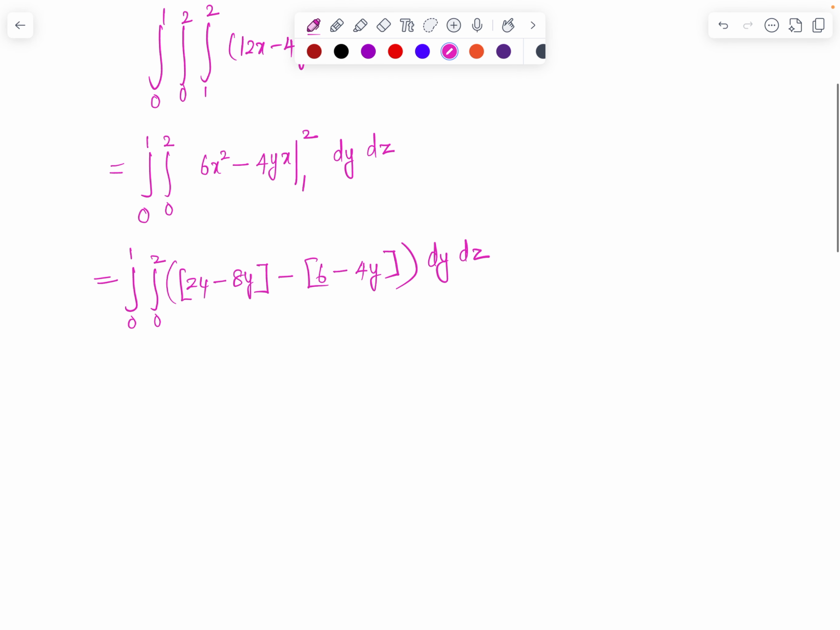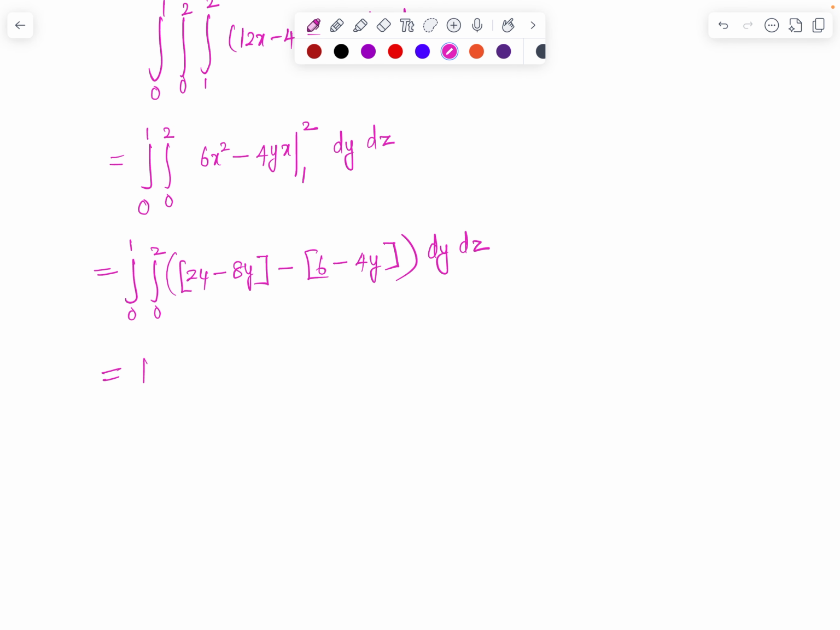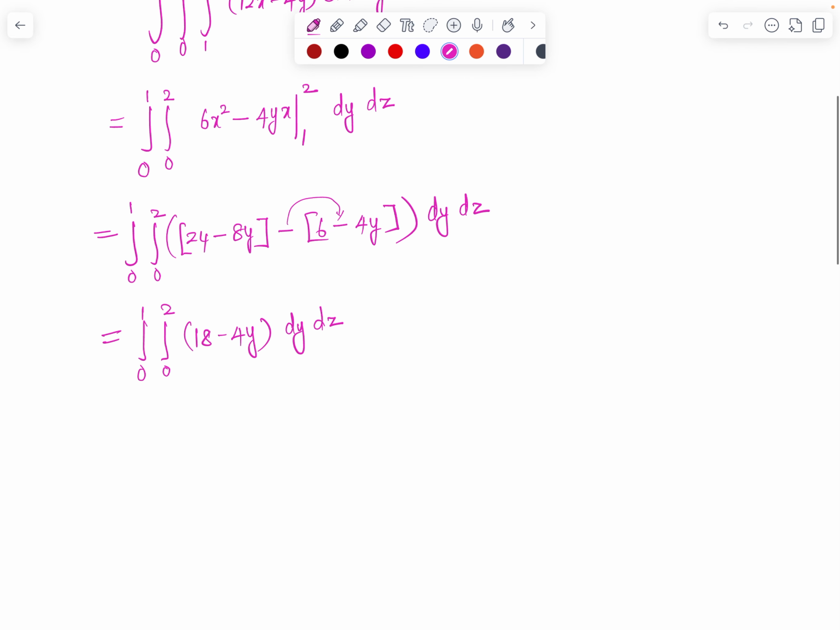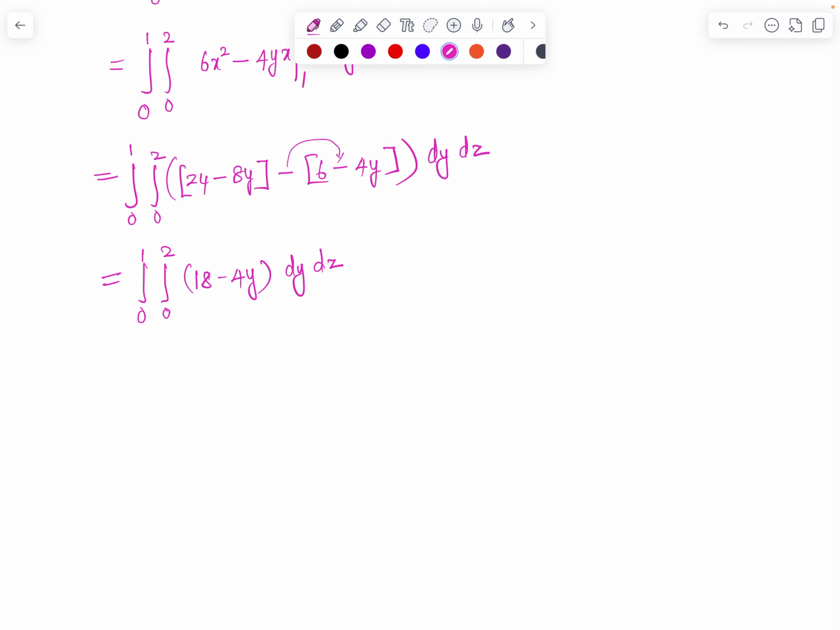So simplify, so what you get is 0 to 1, 0 to 2, so 24 minus 6, that is 18, minus 8y plus 4y. Yeah, so here if you multiply, it is a plus 4y, minus 8y plus 4y, it is minus 4y. So what do you get? You have dy dz. So you have to simplify it before going for the second integration.